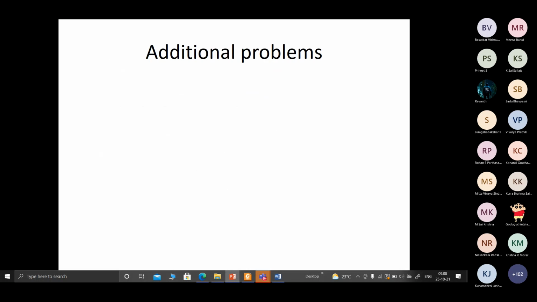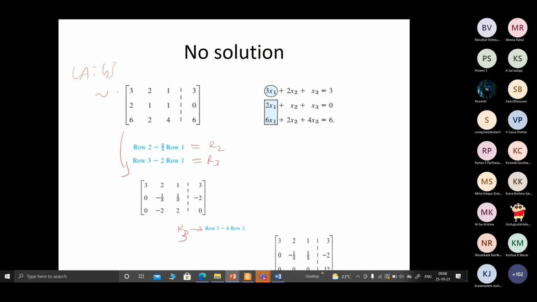So yeah, I'll write here itself. Rank of AB is 3. Rank of A is 2. So ranks not matching, no solution. 2 not equal to 3, no solution. This point.